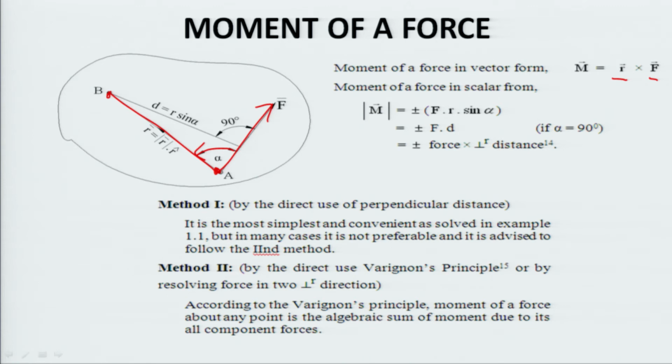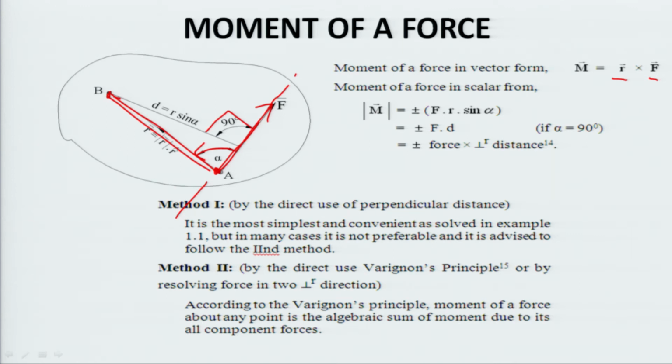The moment of this force F can be calculated by knowing the perpendicular distance. So, what will be the perpendicular distance? You extend this line and draw a perpendicular here. If this is 90 degrees, and AB is r, then this length will be r sin alpha. So, the moment of the force will be F times r sin alpha.